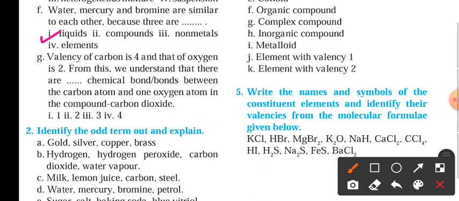Further, the valency of carbon is 4 and that of oxygen is 2. From this we understand that there are two chemical bonds between the carbon atom and one oxygen atom in carbon dioxide. So what they have given here is that the valency of carbon is 4 and the valency of oxygen is 2. And as we know, the formula of carbon dioxide is CO2, with one carbon linked to two oxygens. So we can easily find out that the number of bonds between carbon and one oxygen will be 2.